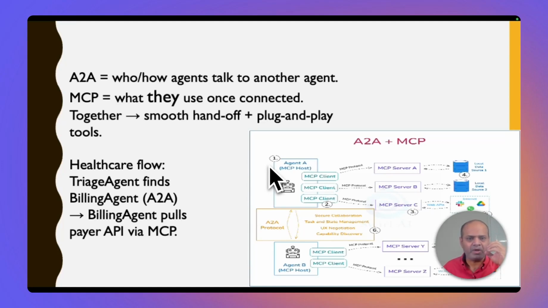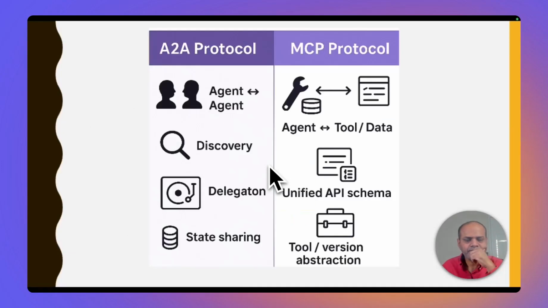You have an MCP host, which is a bunch of MCP clients. They connect to another agent and they coordinate amongst different agents via the A2A protocol. And if that agent is talking to the tools, they use MCP. So that's the distinction. Again, let's reiterate: A2A is agent to agent, MCP is agent to tools and data. Discovery, delegation, and state sharing are on the A2A side. MCP provides a unified API schema to connect to your data and your tools. It's a level of abstraction.